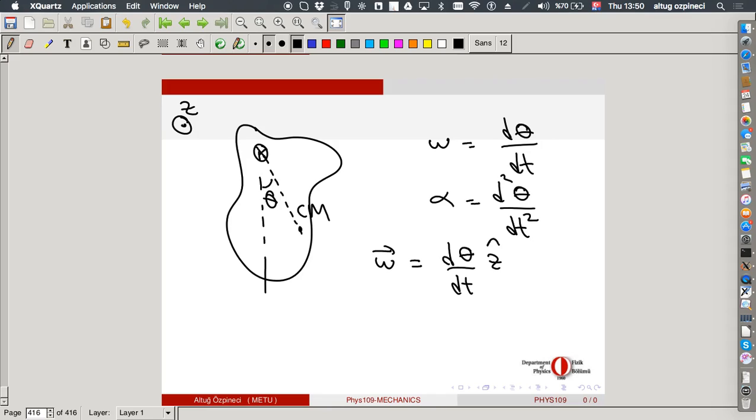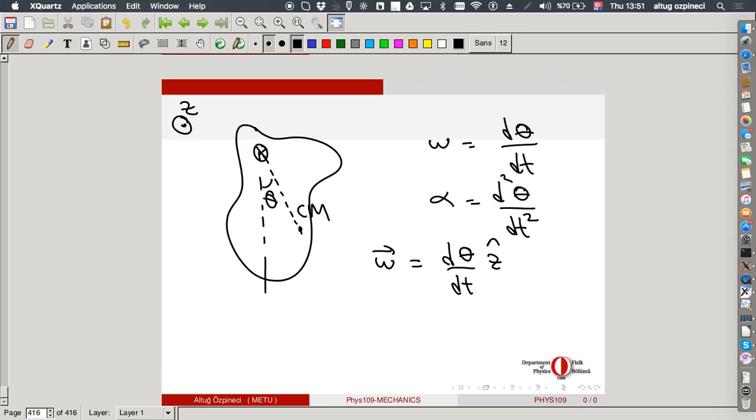If d theta by dt is positive, that means theta is increasing with time. If theta is increasing with time, then my rigid object is rotating in the counterclockwise sense. If it is rotating in the counterclockwise sense, the velocity vector should be in the positive z direction. If d theta by dt is positive, and I multiply it with the z hat, I obtain a vector in the positive z hat direction. So this is correct if d theta by dt is positive.